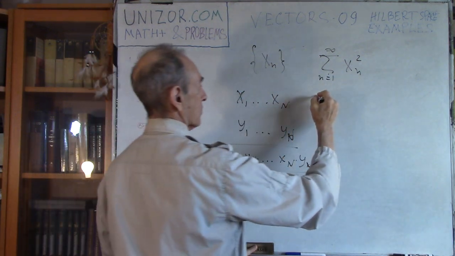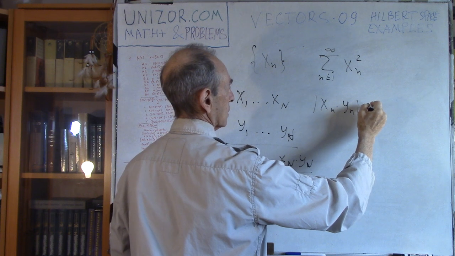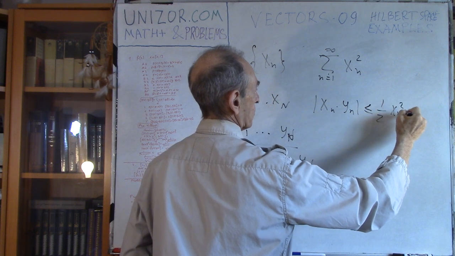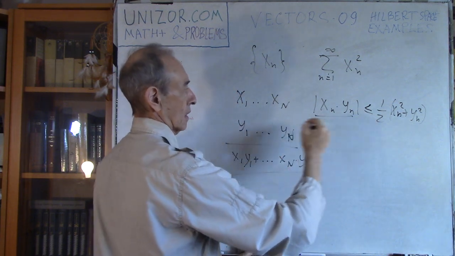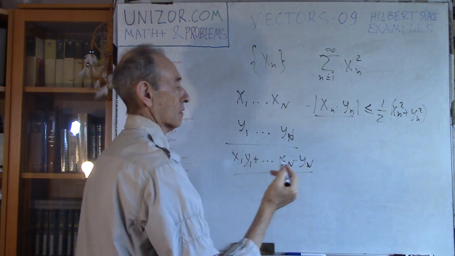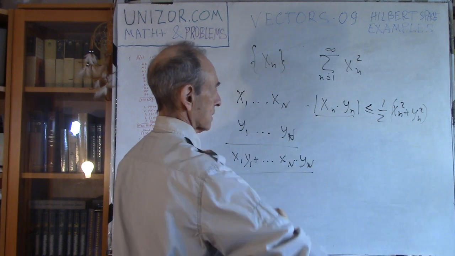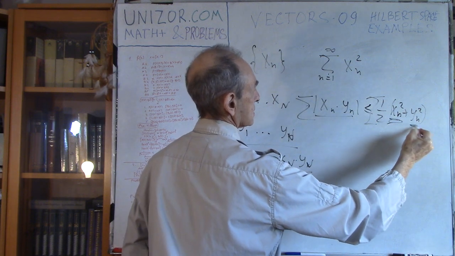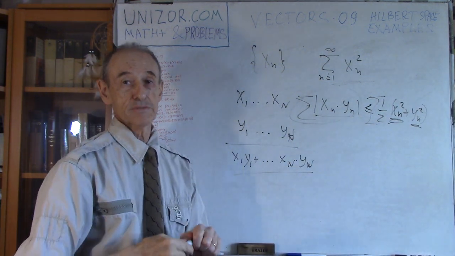Yes, we can, because obviously x_n times y_n is less than or equal to half of x_n squared plus y_n squared. That's obvious, because if you multiply by 2 and put everything on one side, it would be (x_n minus y_n) squared, right? So that's an obvious inequality. Since this is converging, if you take the sum here, and this is converging because I put it as a condition, this one is converging as well. So a scalar product is defined.